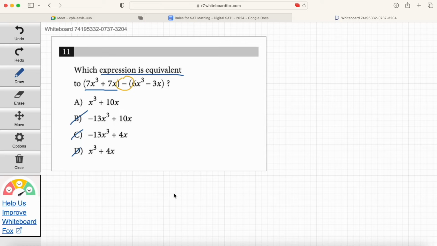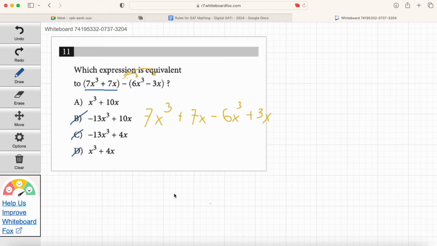So if you're working this out algebraically, it's got to be 7 times x to the power of 3 plus 7x minus 6x to the power of 3 plus 3x. Does that make sense why we're flipping that sign there from the -3x to plus 3x? Yes. So we're just distributing that negative sign to both of those terms, right here and right here.